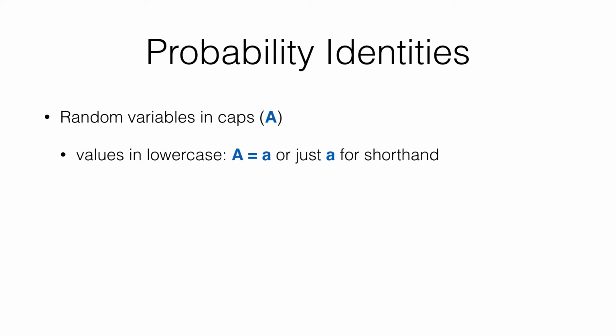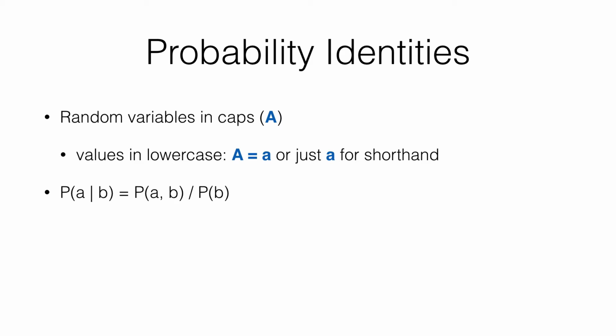So to get started, I'm just going to show some probability identities on the screen. First off, I'm going to try to follow this convention as much as possible in this lecture as well as throughout the class, but sometimes we're going to be a little inconsistent about notation. But whenever possible, I'm going to use capital letters to represent random variables, and the values for that random variable will be written in lowercase. So for example, if you have a random variable A, I'll write something like capital A equals little a, or sometimes we'll just write a for shorthand.